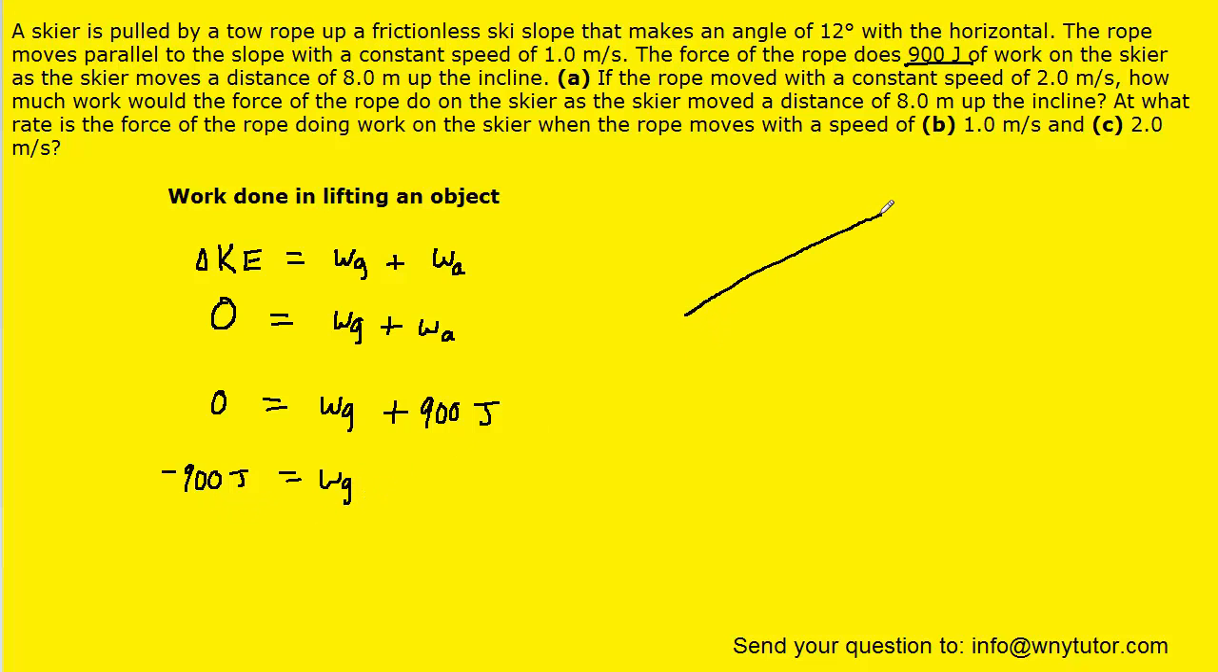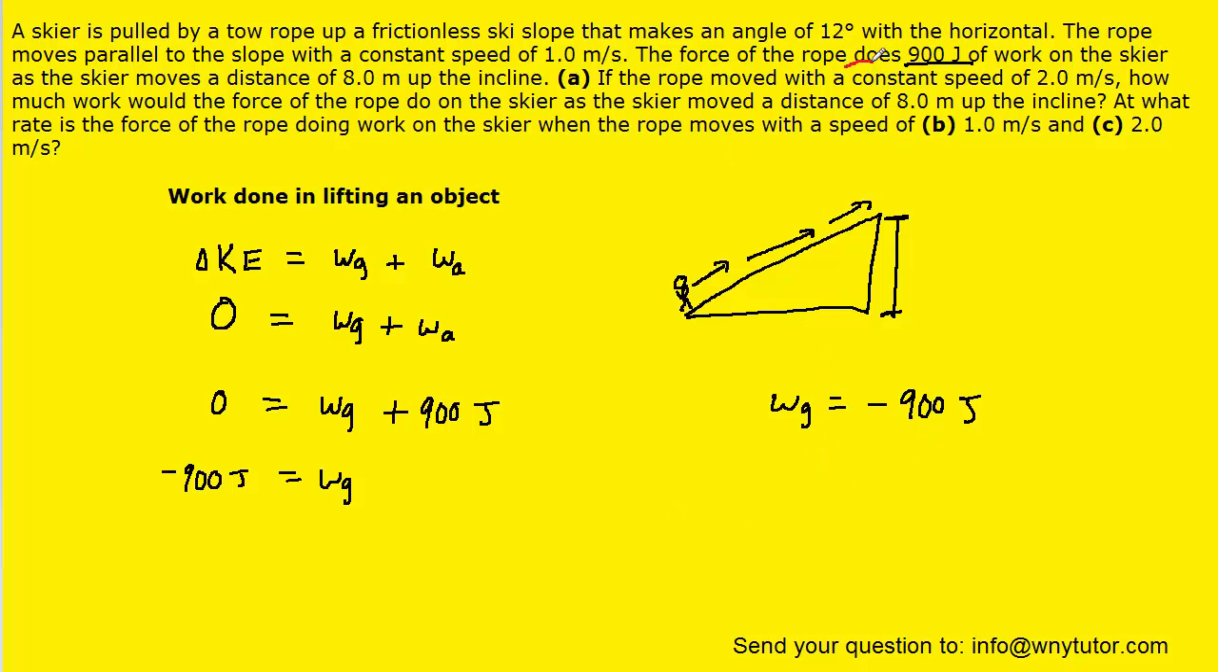Now, the reason that it's helpful to know the work done by gravity is if you consider in part A, the skier is being, again, pulled up the very same ramp. And since it's being pulled up the very same ramp, or ski slope, I should say, that means that it's reaching the same height as it did in the preliminary information. In other words, the work done by gravity in part A of the problem is still that negative 900 joules that we just calculated.